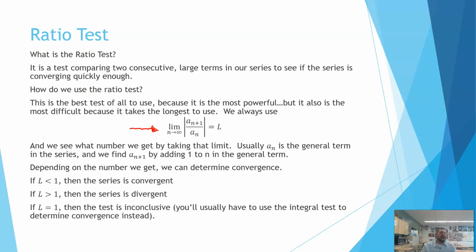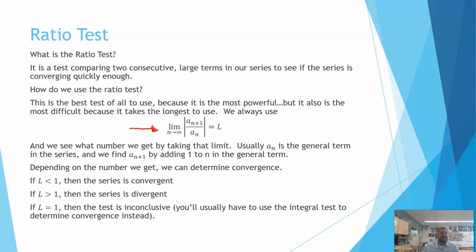When we do that limit, we always get a number. If that number is less than 1, then we can say that the series is going to be convergent. If that number is greater than 1, then we automatically know that series is going to be divergent. And if that number is equal to 1, then we have to use a different test. We usually use the integral test to do that. Not always, but that's usually the test that you end up using.